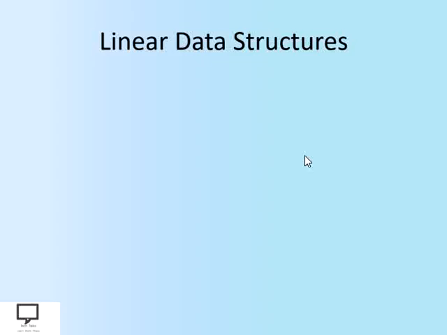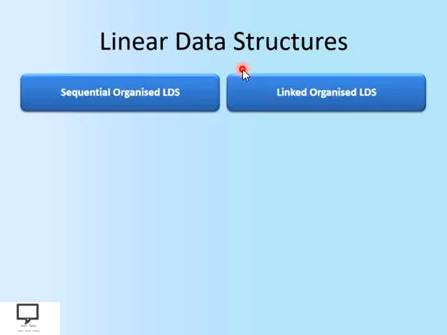Let's start with the concept of linear data structure. What are linear data structures? If you want to know more about data structures and their types, I am providing a shortcut link in the top right corner, where I have already explained different types of data structures in that video. In this video, I am explaining the concept of linear data structure with respect to the difference between sequential organized linear data structures and linked organized linear data structures. So what do we mean by sequential organized linear data structure and linked organized linear data structure?